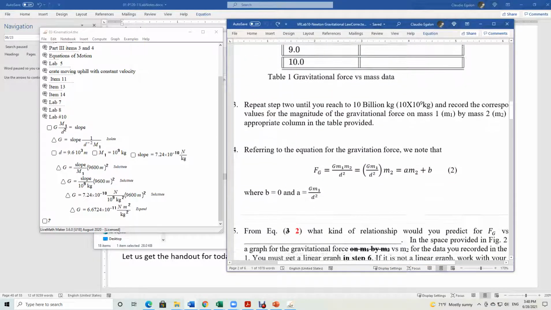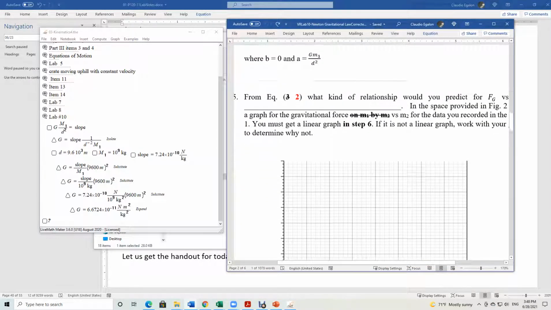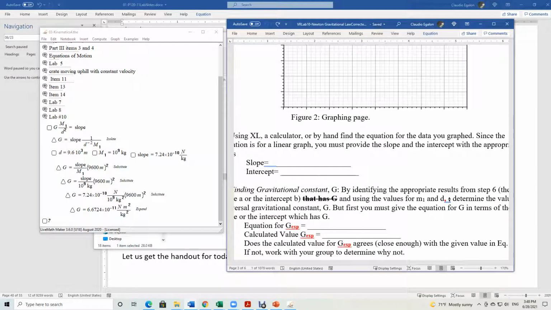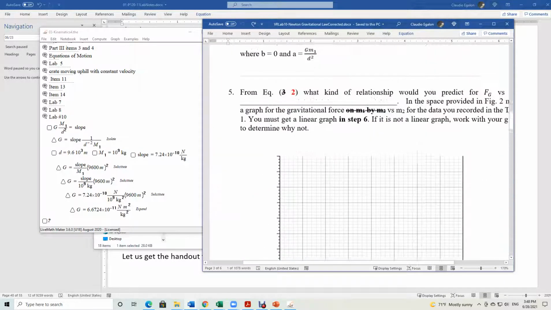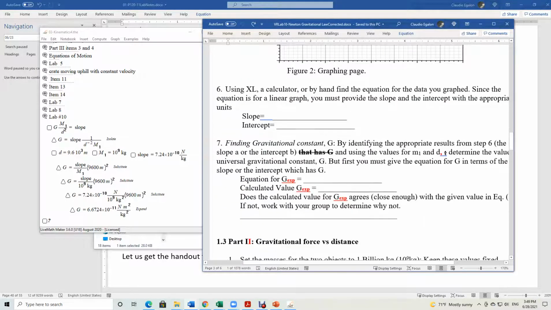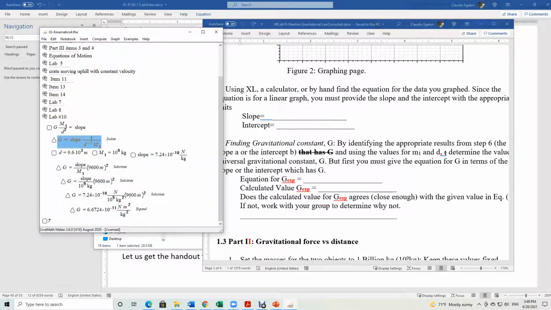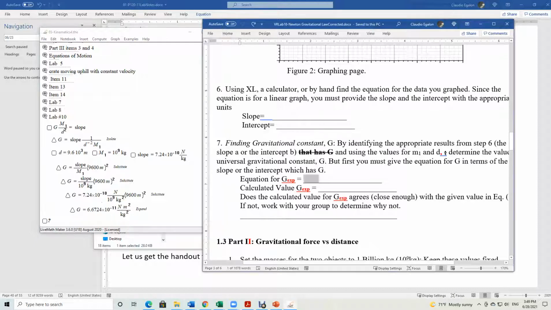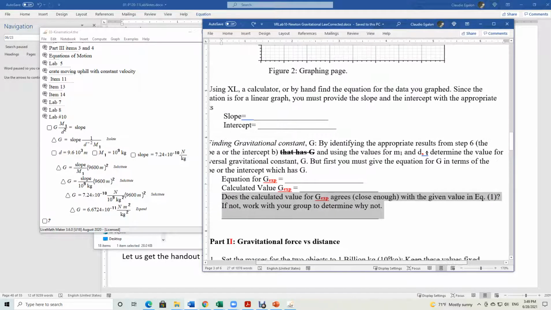Okay, now what else? Graphing, intercept, good. And yeah, now we're going to do the finding gravitational constant. Calculated value, equation for G. The equation for G is this one here. The calculated value for G is this one right in here, for me, right? Maybe you're going to get different values, okay? That the calculated value of G agrees close enough with the given one. If not, work with your group to determine why not.